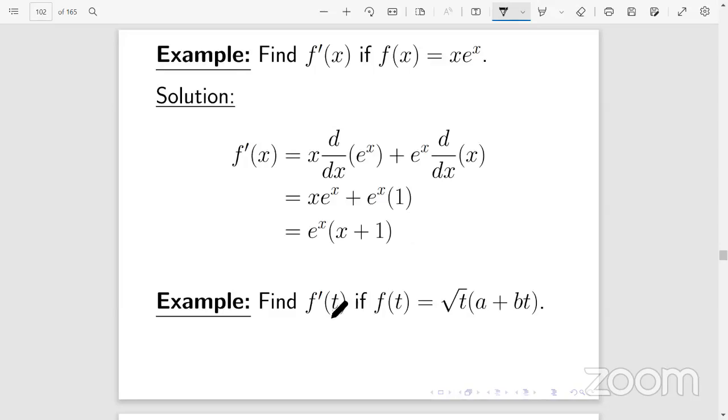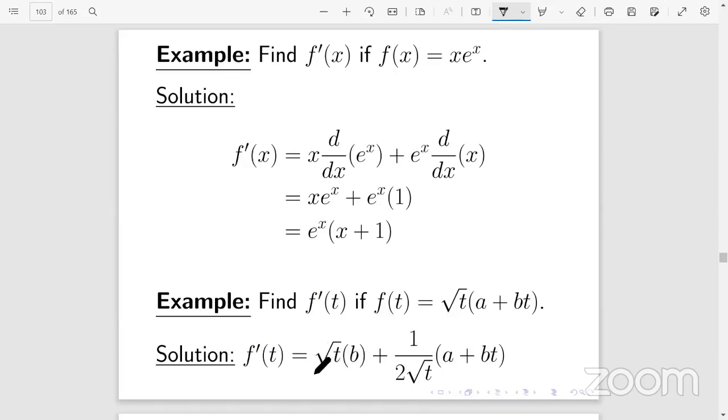We have another example here. We have to find f prime at t. Whenever you're looking at the recording of this and it's not live, please try to pause the video and try to do this on your own. So we're given f of t is given by square root t times a plus bt. Remember we said keep one function constant. If you keep square root t constant, differentiating a plus bt, remember this a is a constant, so this becomes 0. Differentiating bt, this becomes b, so hence we have square root of t times b.